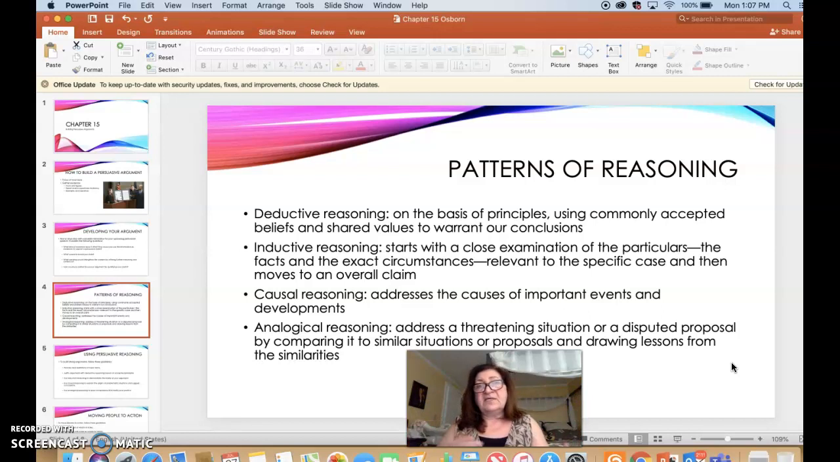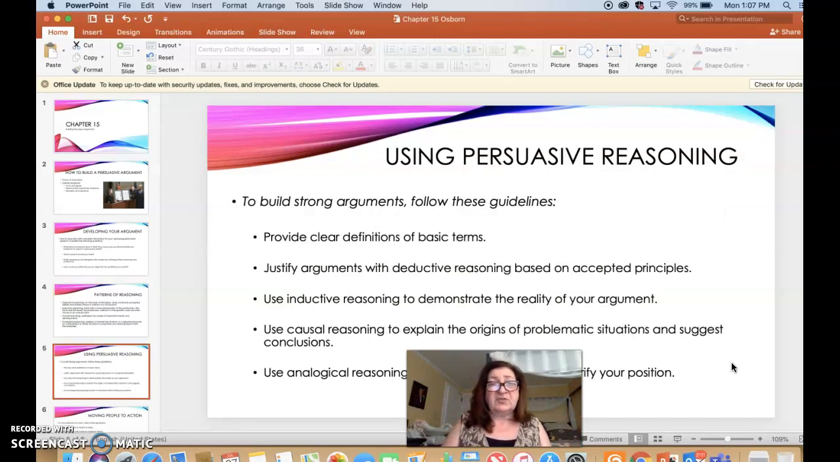Causal reasoning addresses causes and effects. What is causing global warming? What is causing the COVID epidemic? And finally, analogical reasoning. It actually uses analogies, addresses a threatening situation or a disputed proposal by comparing it to a similar situation or proposal and drawing lessons from the similarities of the two.